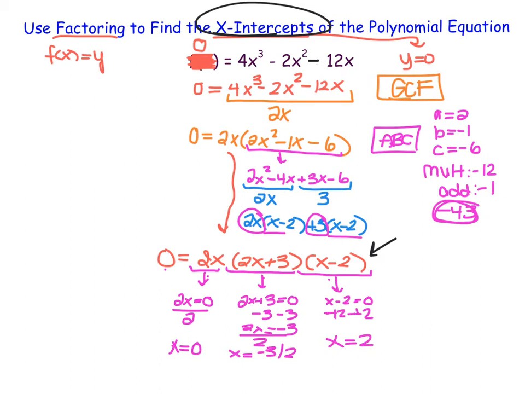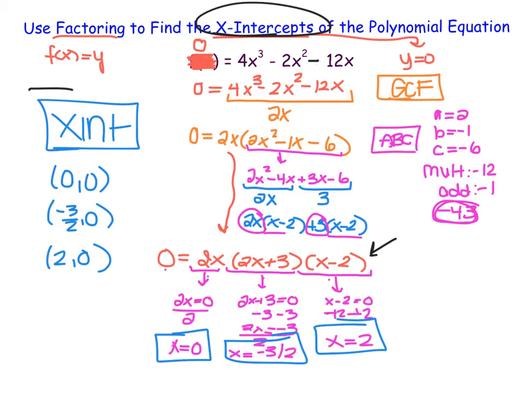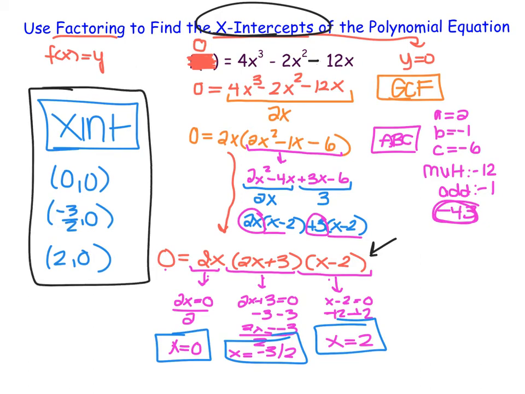So here we have 3 possible values for x. We have x equals 0, x equals negative 3 halves, and x equals 2. Our last step here is to list these as x-intercept points. So our x-intercept points occur when x is 0 and y is 0, when x is negative 3 halves and y is 0, and when x is 2 and y is 0. So here we have our 3 x-intercept points, and these are the 3 points where we would cross the x-axis for this particular polynomial.